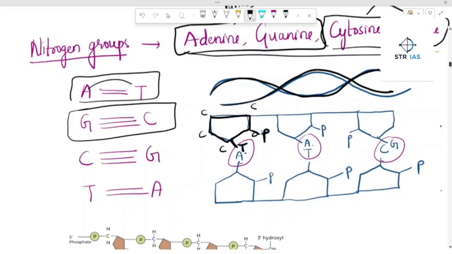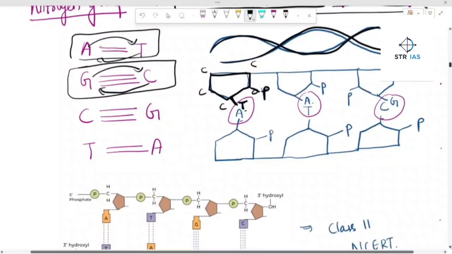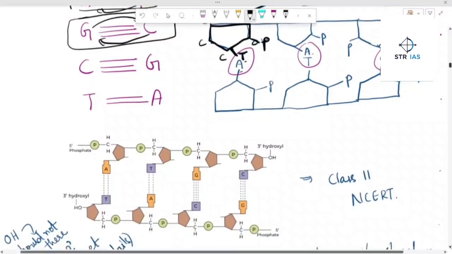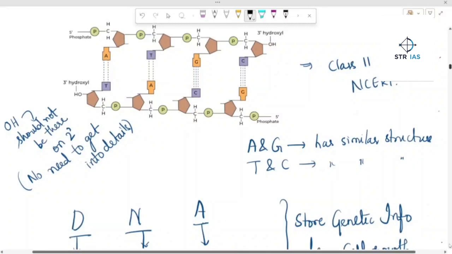So A will only bond with T, G will only bond with C, C will only bond with G, T will only bond with A. And this is the screenshot which is taken in class 11 in CRT. A and G have similar structure and T and C have similar structure, but A will bond only with T and G will bond only with C.